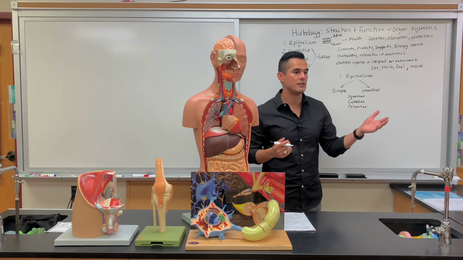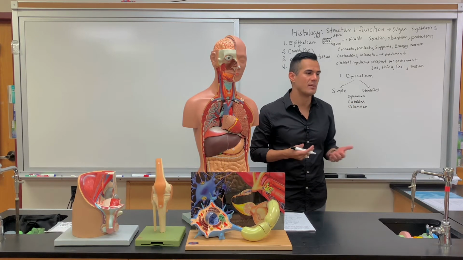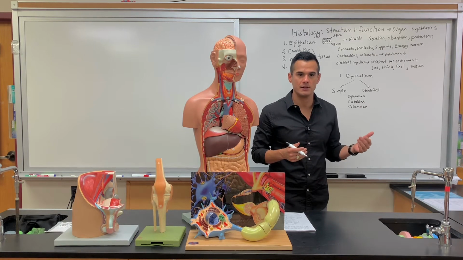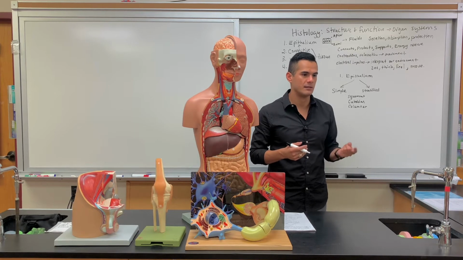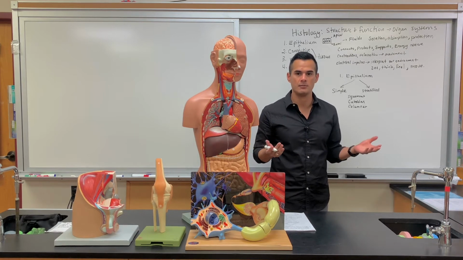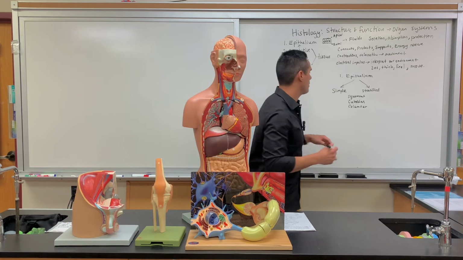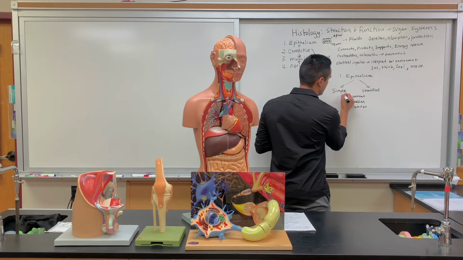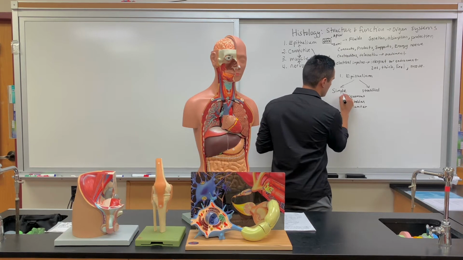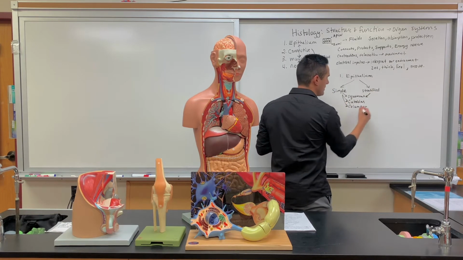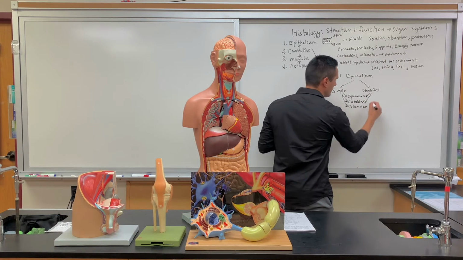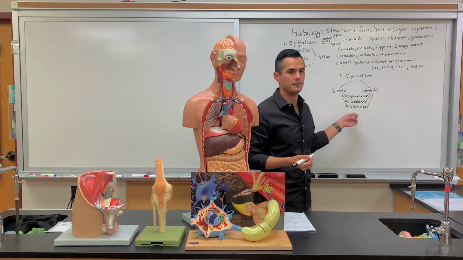So when you look at histology and you're looking at the epithelium, you don't have to really memorize anything. All you have to do is just look in there and see, is there one layer or is there two? What's the shape of the cell? Is it flat? Is it shaped like a cube? Or is it shaped like a column? And then you just combine the terms together. So you can have simple squamous, simple cuboidal, simple columnar. You can have stratified squamous, stratified cuboidal, and stratified columnar.